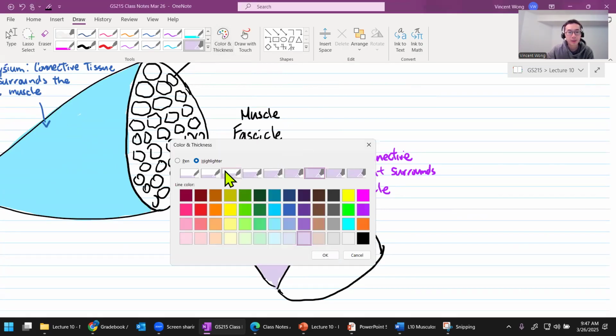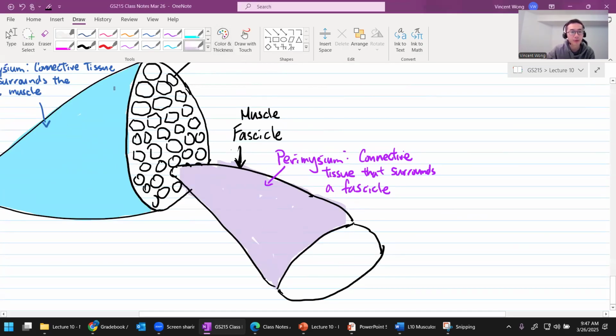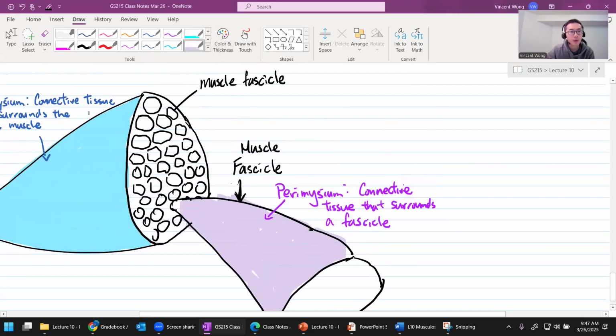Now, this next part is a little bit hard to visualize, but bear with me. If you peel away the epimysium, the blue stuff here, then immediately underneath, you will see the perimysium. Right? Each of these muscle fascicles is surrounded by the perimysium. And so that's why there's this purple outline that goes around each fascicle. Okay, there you go.